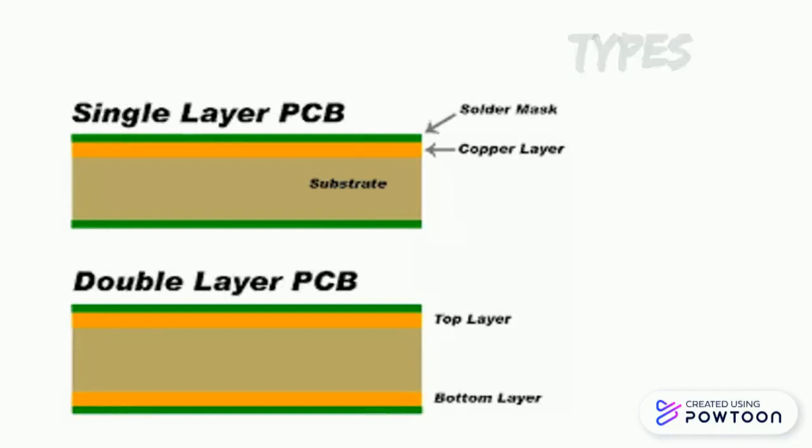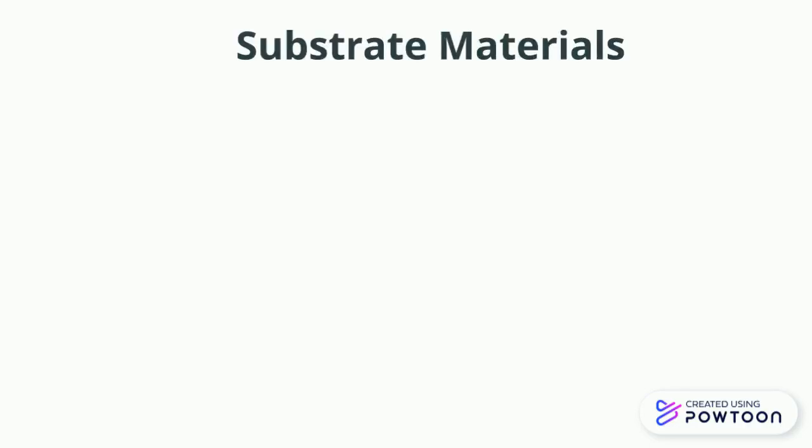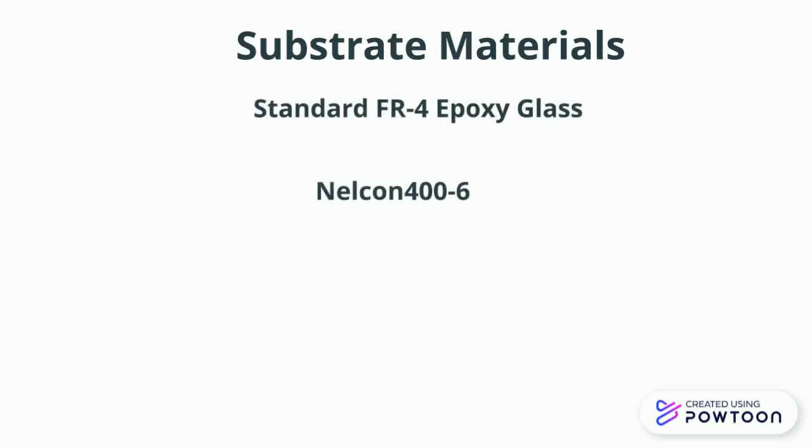Based on this, PCBs are classified as single layer, copper coating on one side, and double layer, that is coated on both sides. Now, the materials for substrate can be enlisted as standard FR4 epoxy glass, Nelco 4006, cyanate ester, BT epoxy glass and so on.